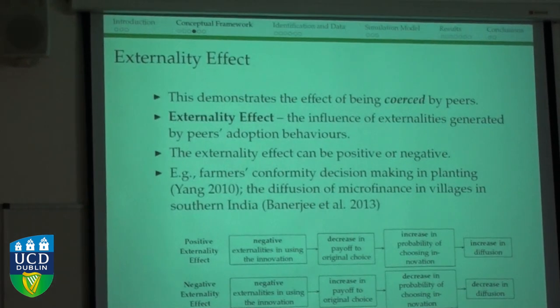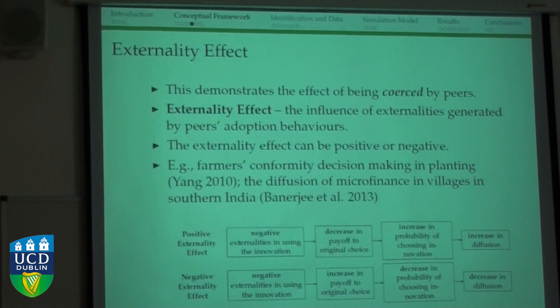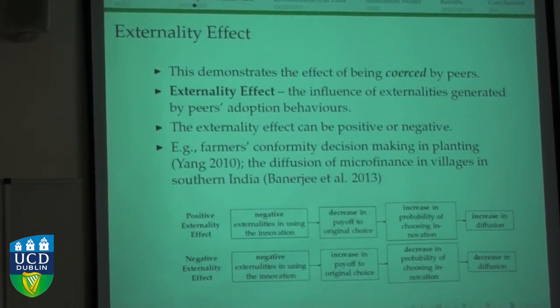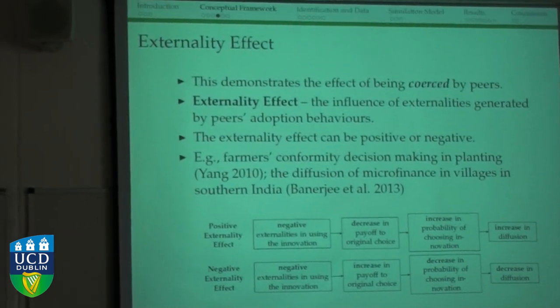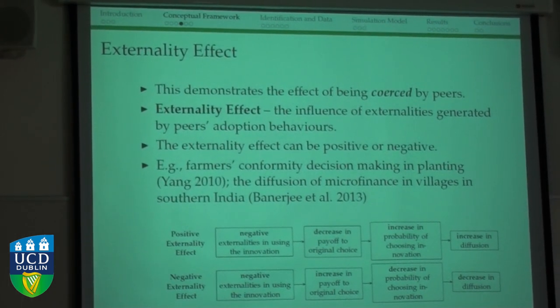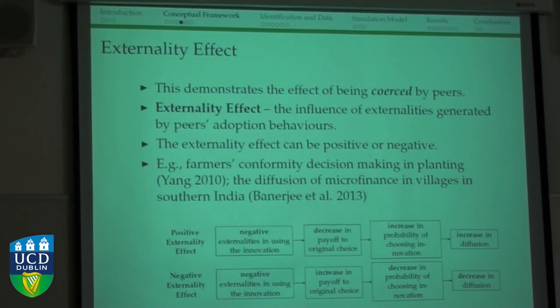We call this kind of effect an externality effect, because the peers create the externality to cause you to change your decision. The externality effect can be positive or negative. In this case, your peers create an externality and push the non-adopters to adopt, which increases the diffusion. So this effect we call positive externality effect.